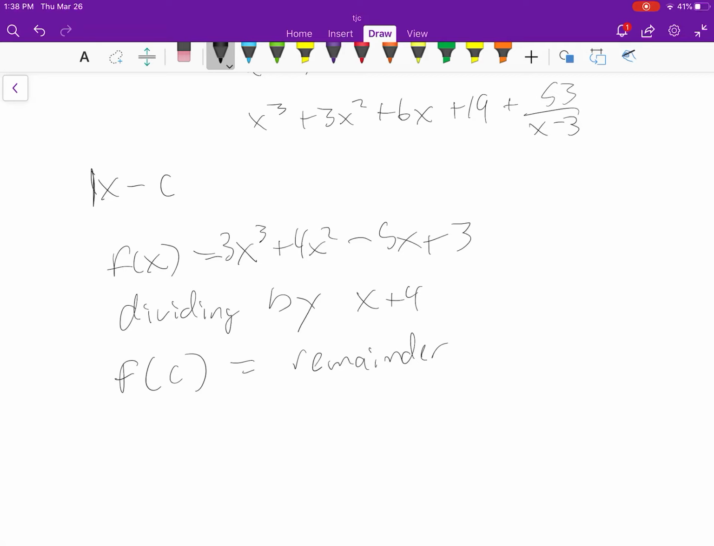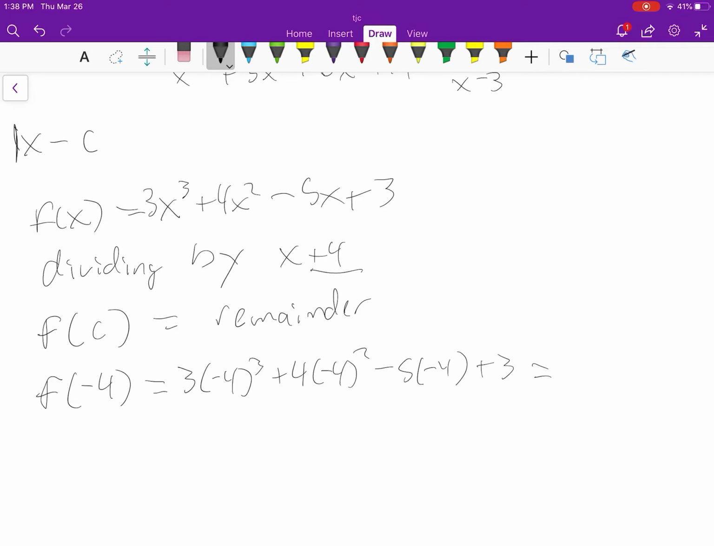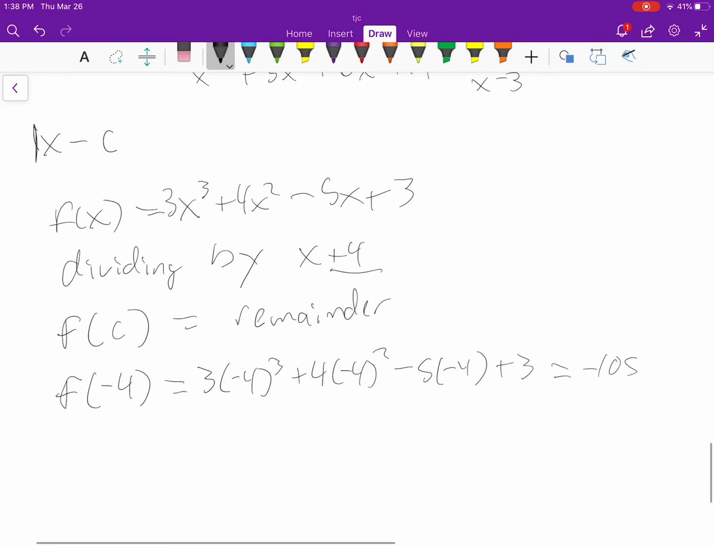So you're again choosing the opposite sign. If we want to know the remainder when f of x is divided by x plus 4, the question is, what is f of negative 4? It's the opposite sign of this 4. So you plug it in, and when you work it all out, you get negative 105. So the remainder is negative 105. That's all the remainder theorem is stating.